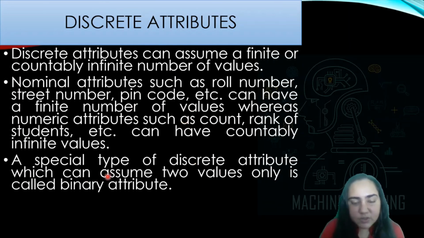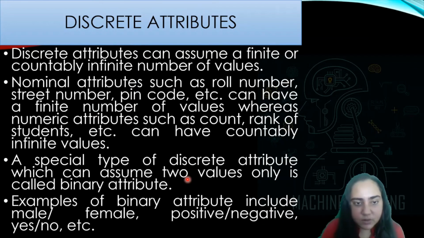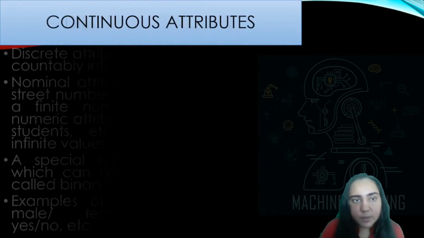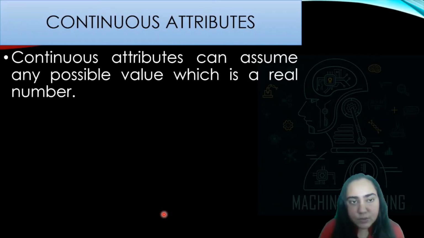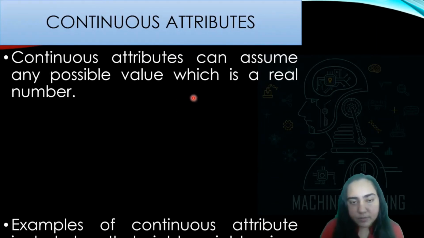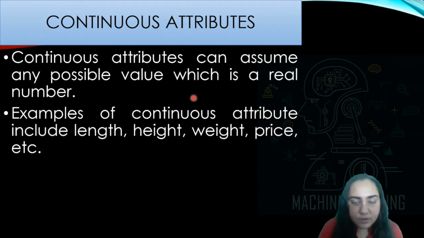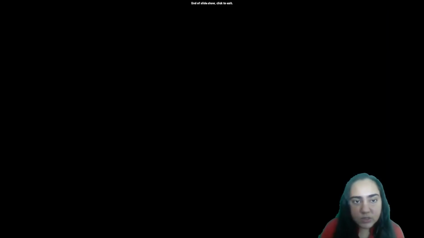And a special type of discrete attribute can assume only two values. They are called binary, like tossing a coin and you get only two outcomes. That is binary attribute. Examples are male, female, positive, negative, yes or no. Okay. And the last ones are continuous attributes, which can assume any possible value which is a real number. So, for example, you could have length of a person, height of a person, weight, price, because they can have any value. Height can be 160.1, it can be 160.12, 123. You could make it as accurate as you like. So those are continuous attributes.